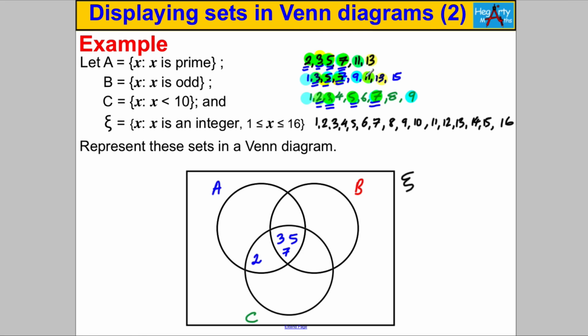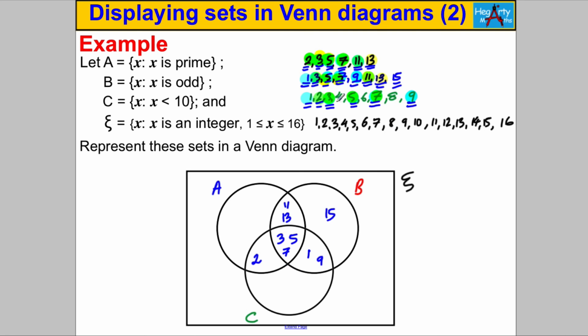11 is in A and B, but not C. So 11 is in A and B, it goes here. 13 is in A and B, but not C, so it must also go there. Now we've done all the elements in A. Now let's think about B. We've got a 1 is in B and in C, so we've dealt with that. It goes here. A 9 is in B and C, so it must go here. And the 15 is left over, so the 15 must go up here like that, and we're done with that.